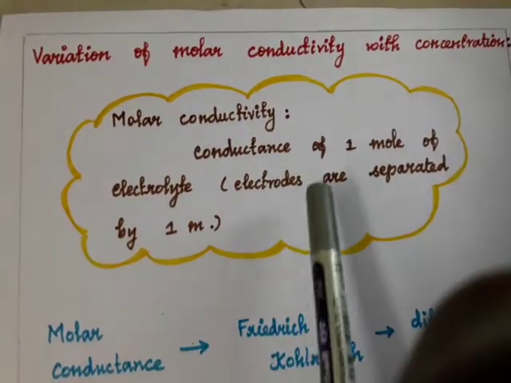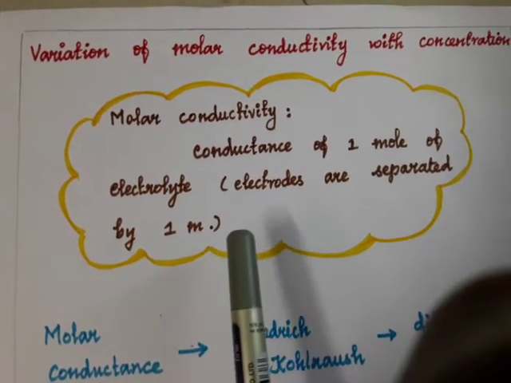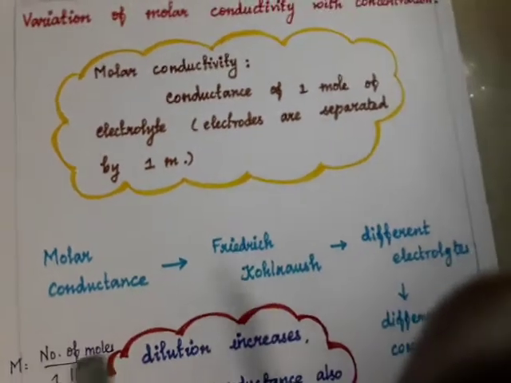You know what an electrode is? Electrode means the anode and cathode should be separated by 1 meter distance. About this you have already learnt, right? So let me go to the topic.